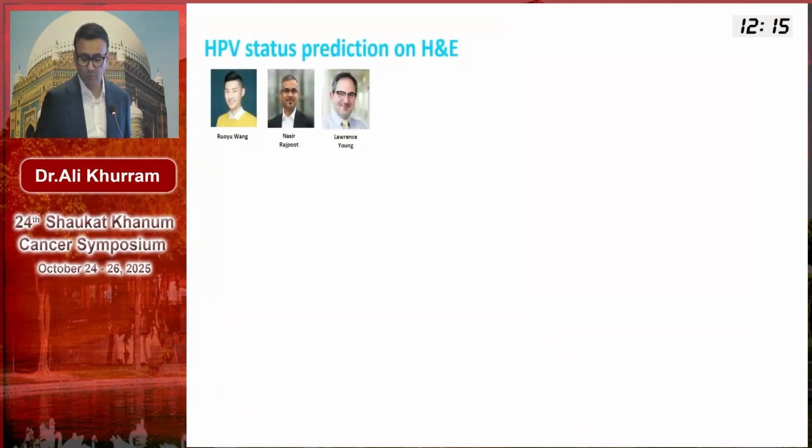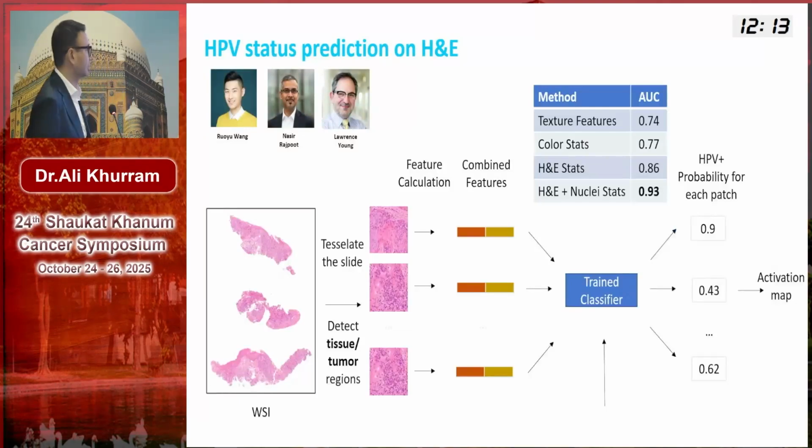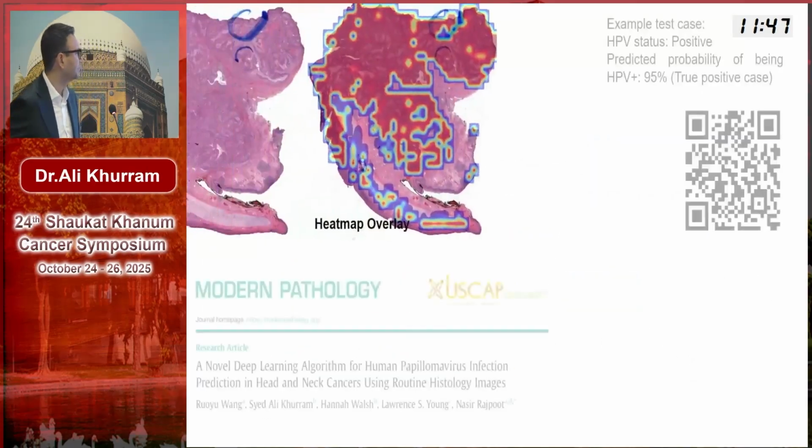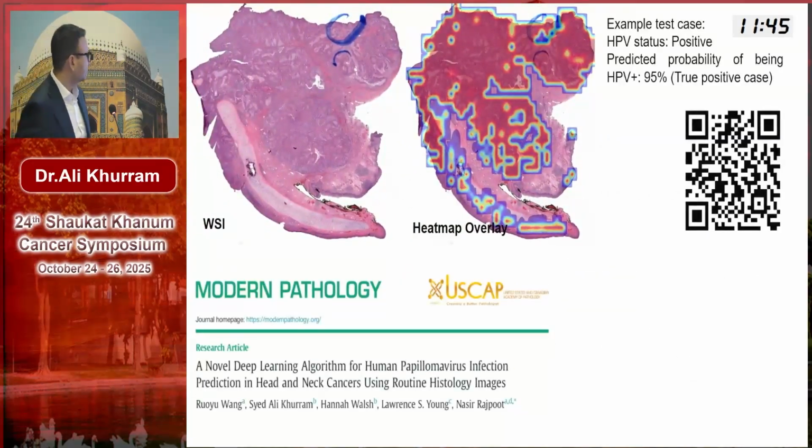So what we wanted to do was develop an AI model which can try and predict the HPV status without the need of doing the test. So this again was done in collaboration with colleagues in Warwick, and what we did was we looked at the texture features of the nuclei in HPV cancers, the colors, and basically just combined them together. And the model could actually predict HPV presence in a sample with an accuracy of 93%. This again was published in Modern Pathology.